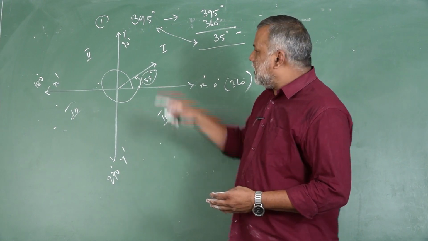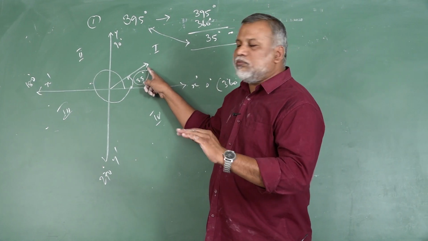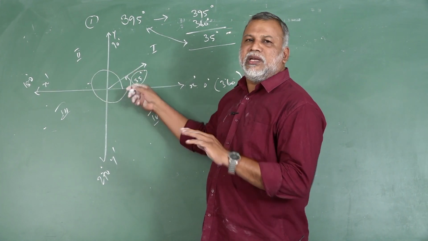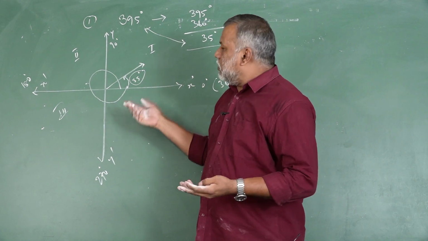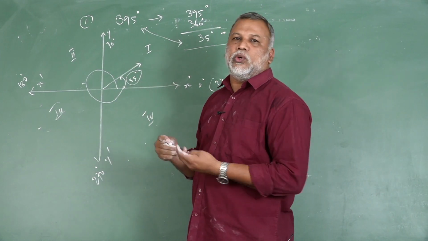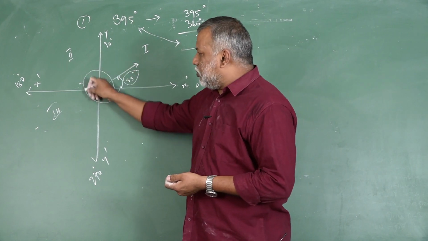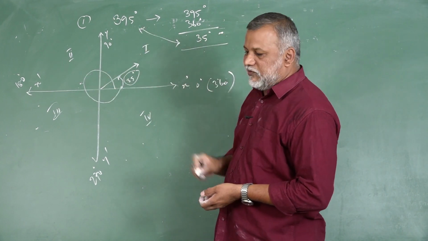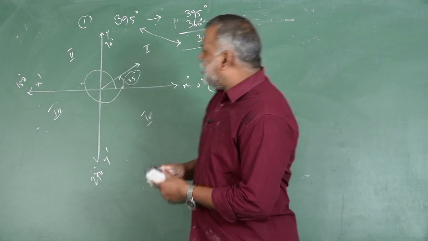The meaning is, it has the same terminal side but different types of rotation, more than one rotation or more than 2 rotations. Like this we are able to denote. So 395 and 35 are the coterminal angles.